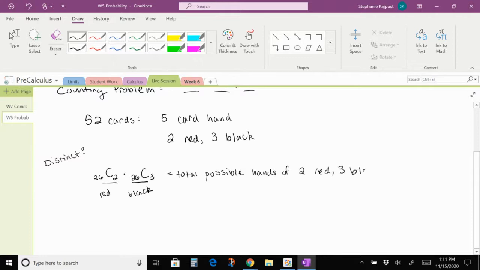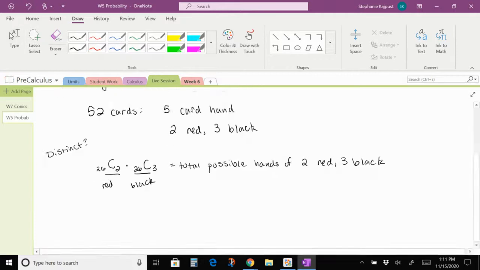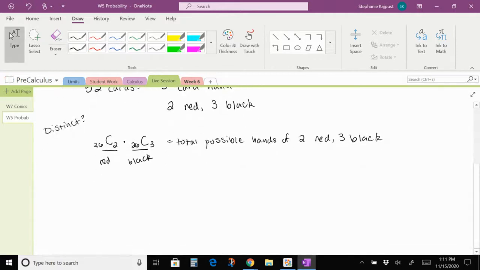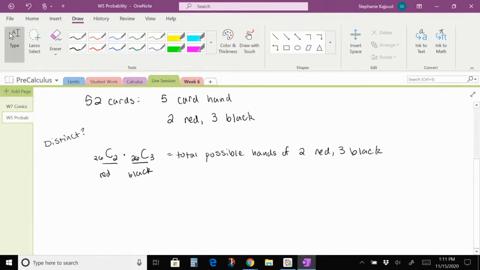Two red, 3 black. And then that is the number of events that you would use on the top of your fraction for the probability. Once you determine those numbers, that tells you how many different ways you can get a hand that way. And then you would need to find, well, how many different hands are there? And that would be there. If you have 52 cards and you're choosing 5, that would be the total number of possible hands you can have, with no restrictions, basically, on what is in that hand.